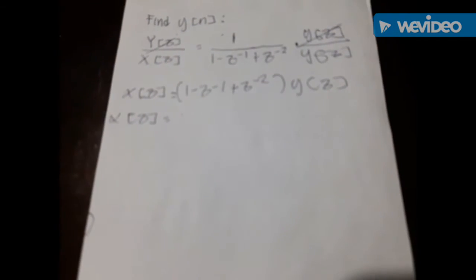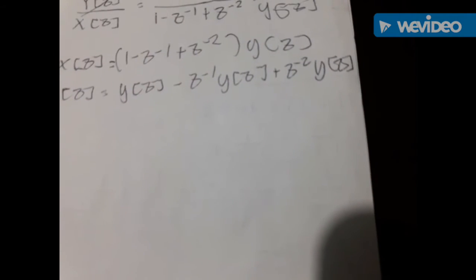Proceeding, X(z) is equal to 1 minus z^-1 plus z^-2, quantity Y(z). Performing the operation, it equals Y(z) minus z^-1 Y(z) plus z^-2 Y(z). We observe that we can now just equate it into Y(z) in order to get y(n). So Y(z) is equal to X(z). Since we equated it, the sign will be reversed. So plus z^-1 Y(z) minus z^-2 Y(z).